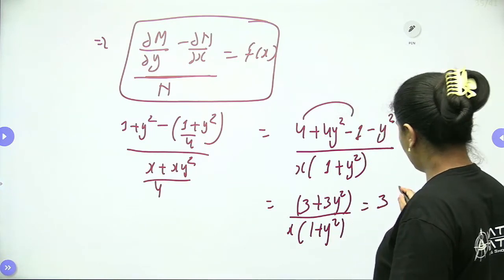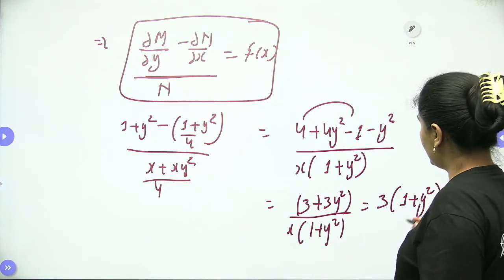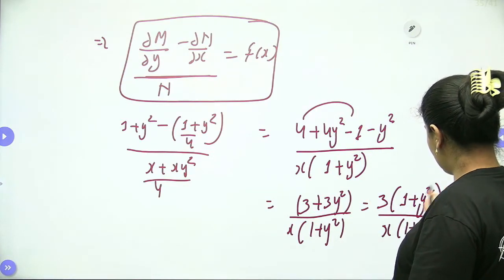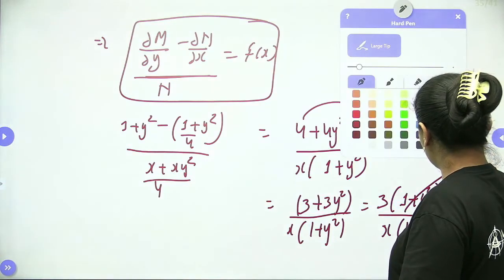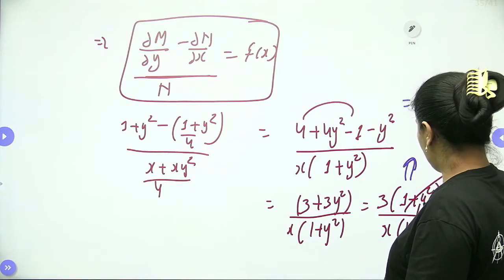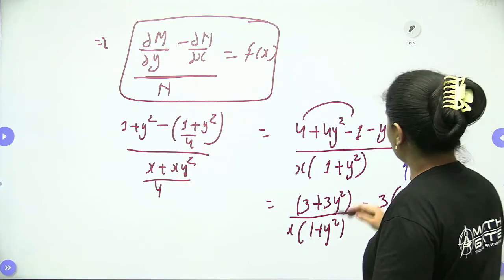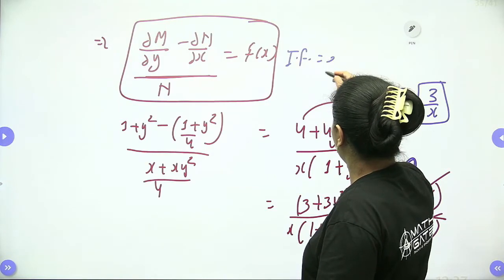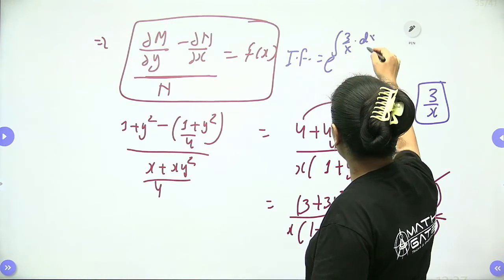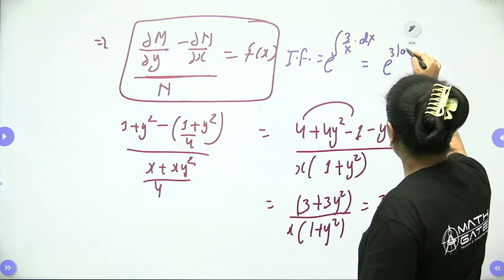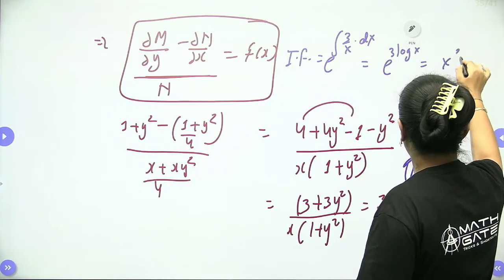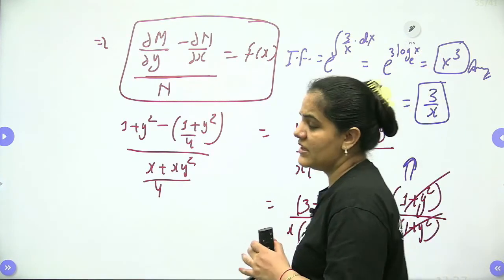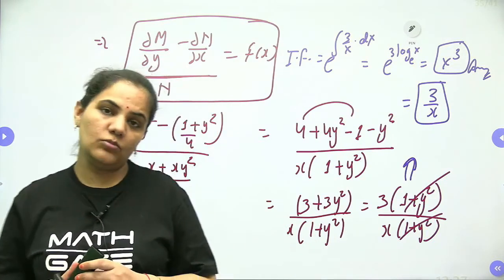We can take common 3 from the numerator, it will be 3(1 + y²) divided by x(1 + y²). Hence the (1 + y²) terms will be cancelled out. So you will have a single function of x, which is 3/x only. Hence the integrating factor will be e^∫(3/x)dx. For that you can write it is nothing but 3 log x, hence your answer will be x³ only, right?